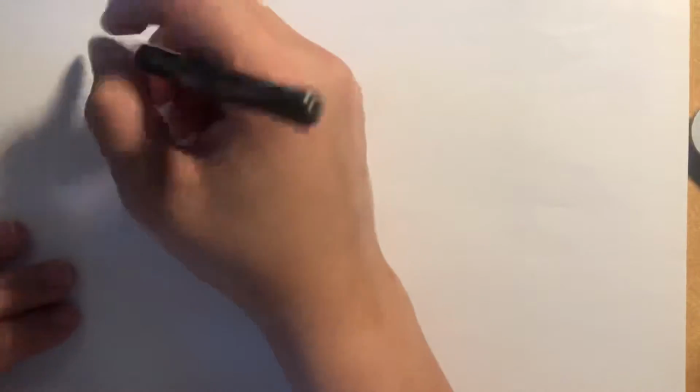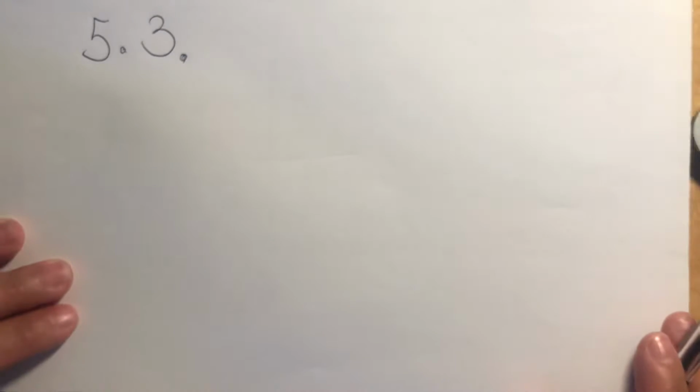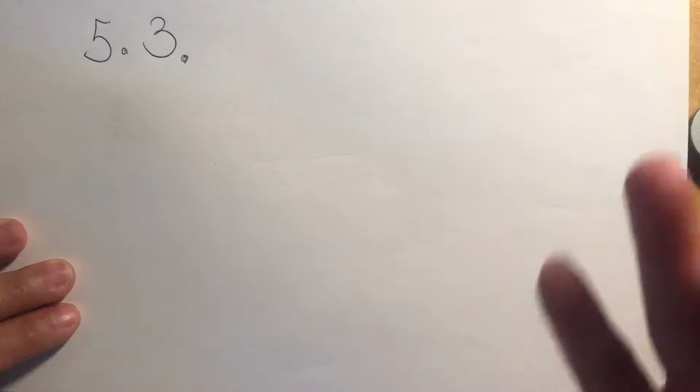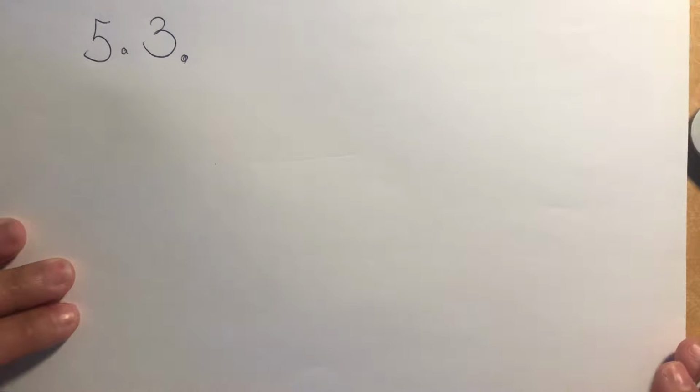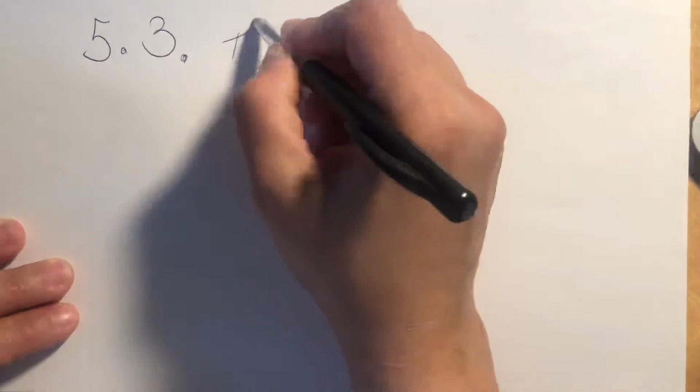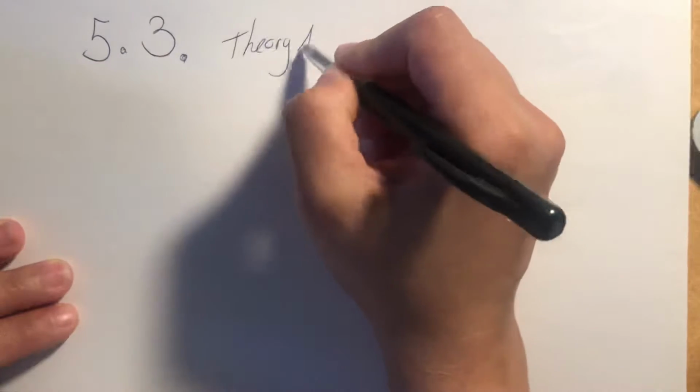Hello guys, I will explain 5.3 a little bit fast, I would say. 5.3. The title is Arithmetic in Everyday Situations, Calculations. Well, I'm going to assume you read Theory A on your own. If not, pause the video and read it.